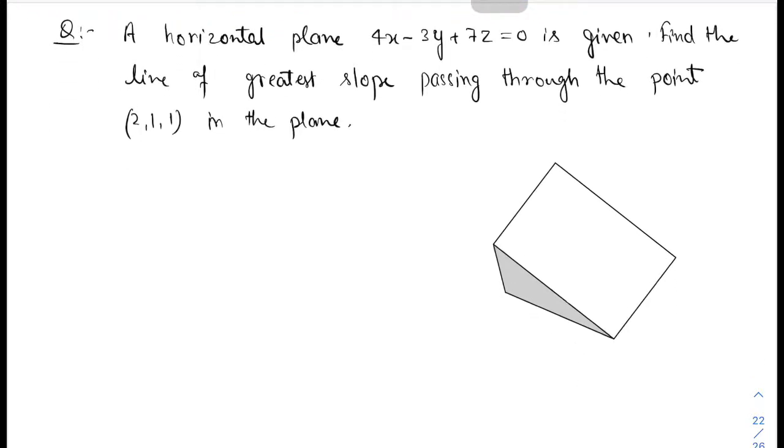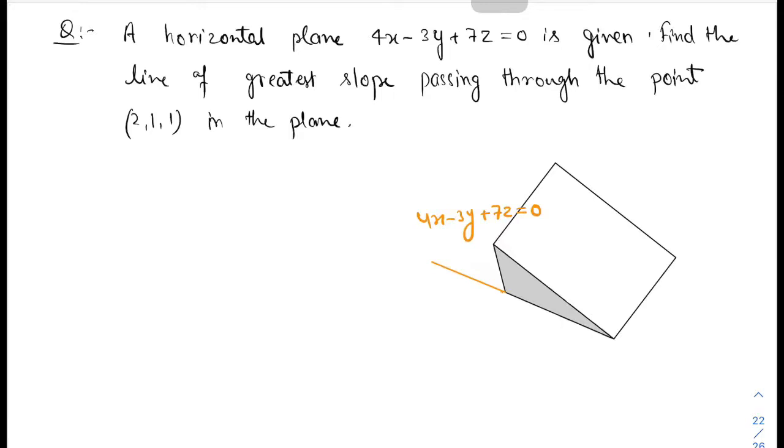Okay, moving on to the next question. The next question is a very interesting question. It is given that there is a horizontal plane, let me consider this plane as horizontal. Okay, this is a horizontal plane. The equation of this horizontal plane is 4x minus 3y plus 7z equal to 0.